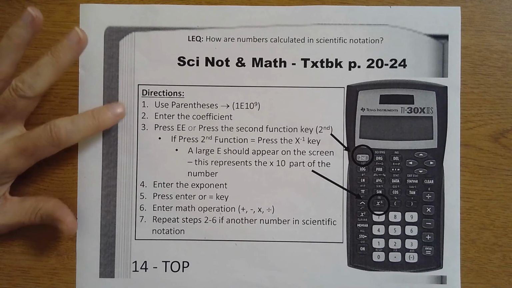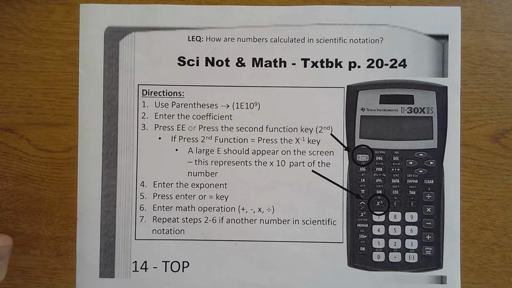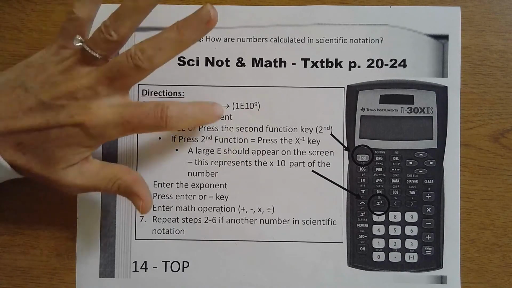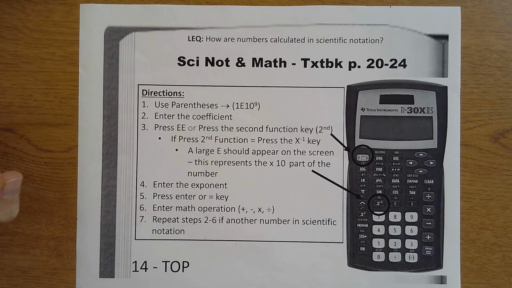The directions are step by step, and you should have them written down so that in the future you can refer back to them as we move through the chemistry class. It is best to use parentheses when you're entering numbers in scientific notation. Sometimes it does not matter, but some calculators need you to do that, so better safe than sorry.